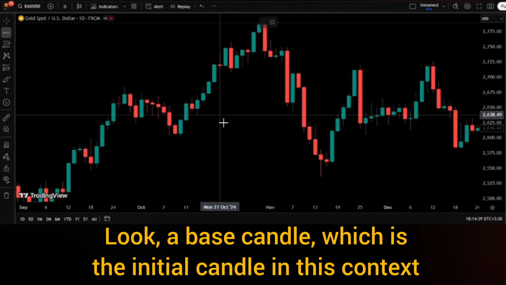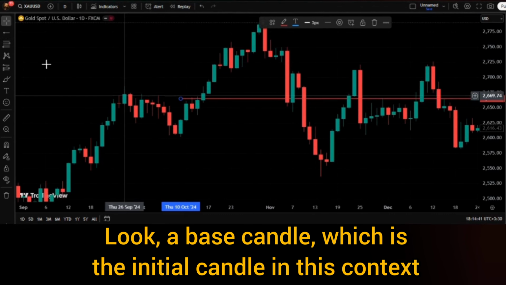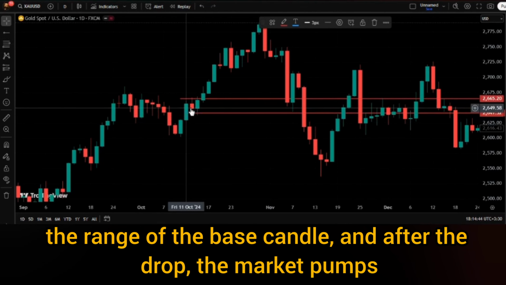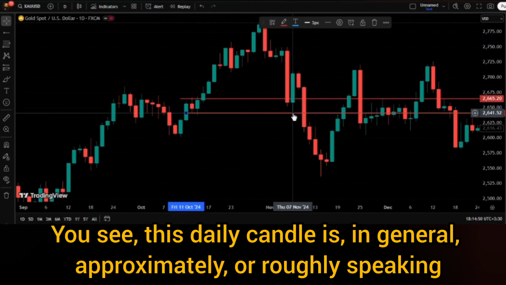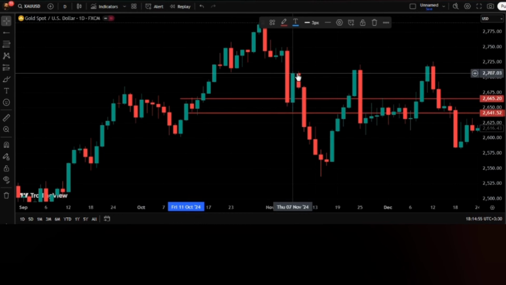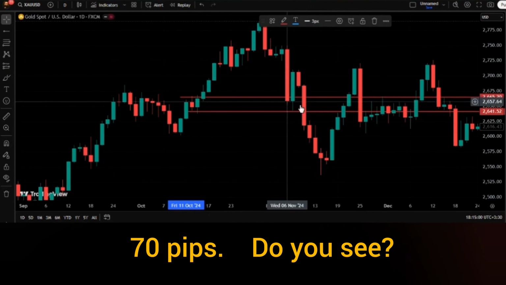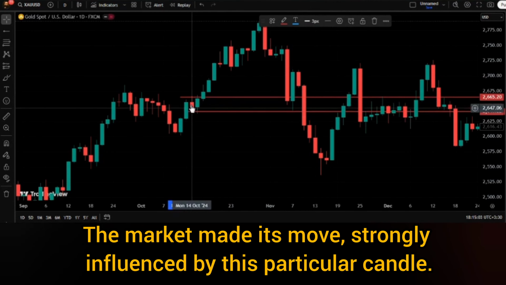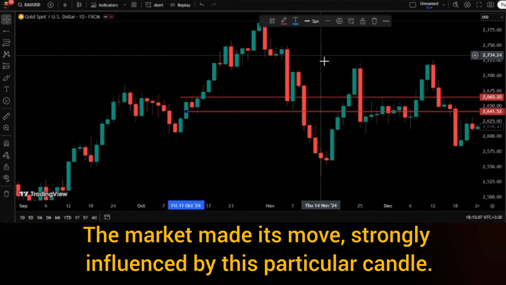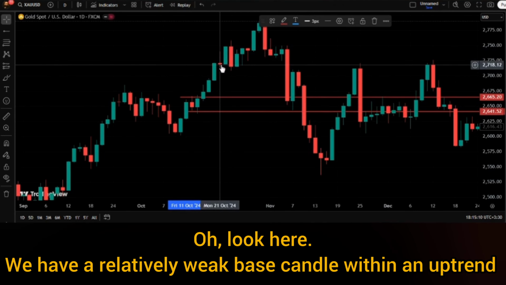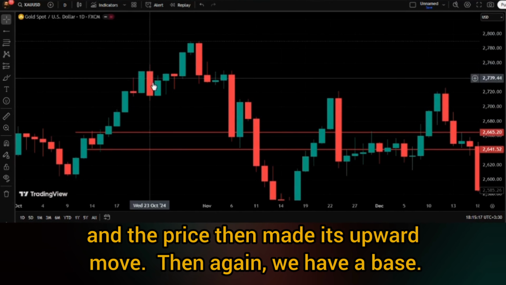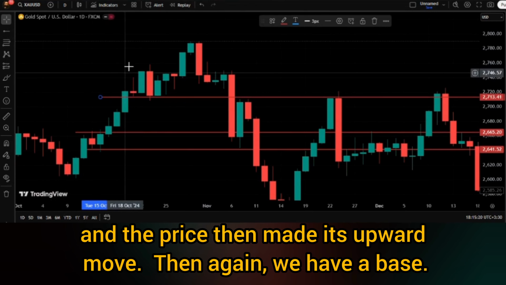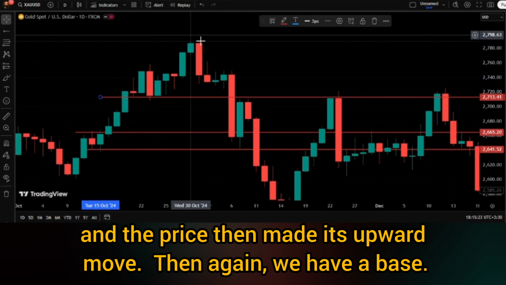Look, a base candle, which is the initial candle in this context, the range of the base candle, and after the drop, the market pumps. You see, this daily candle is in general approximately, or roughly speaking, 70 pips. Do you see? The market made its move, strongly influenced by this particular candle. Or look here, we have a relatively weak base candle within an uptrend, and the price then made its upward move.